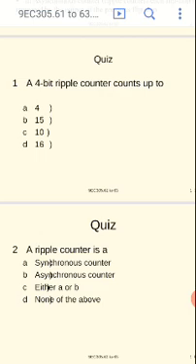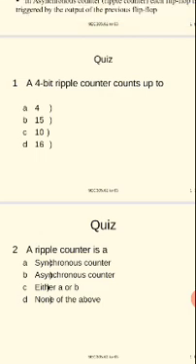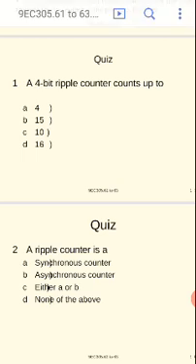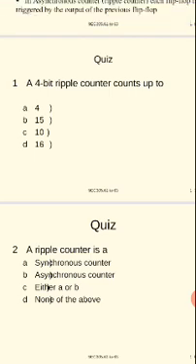A ripple counter is a: option A synchronous counter, option B asynchronous counter, option C either A or B, option D none of the above. For this, the answer is asynchronous counter. Option B is the right answer.